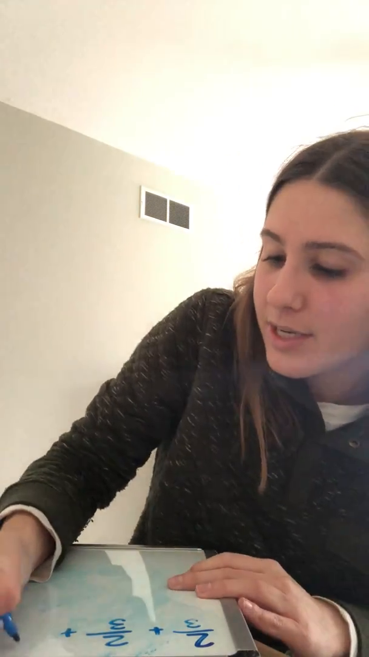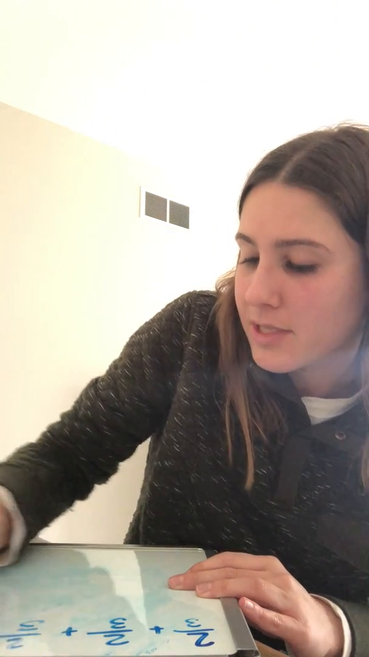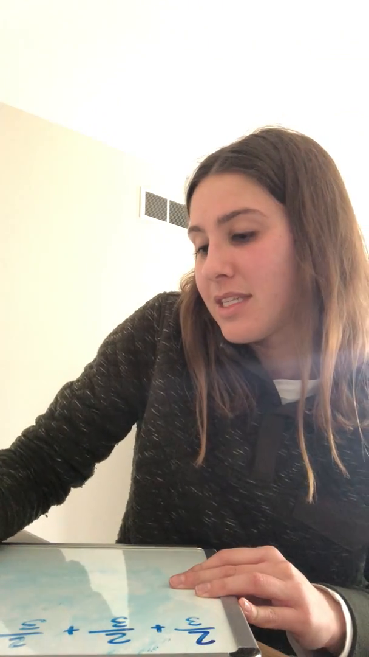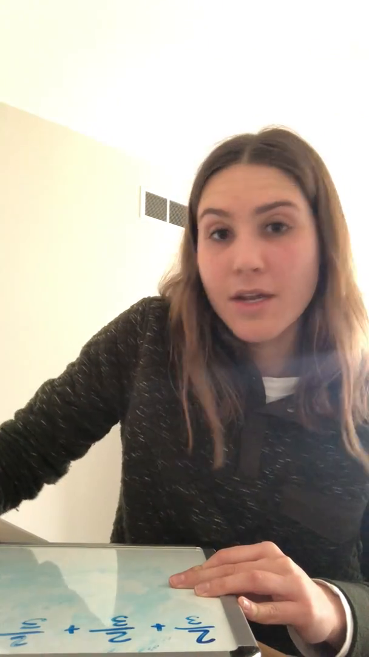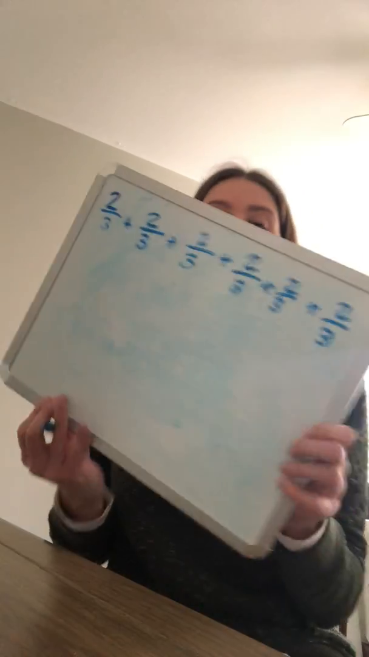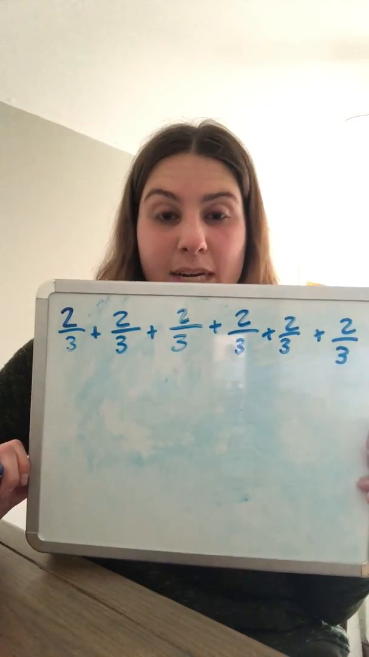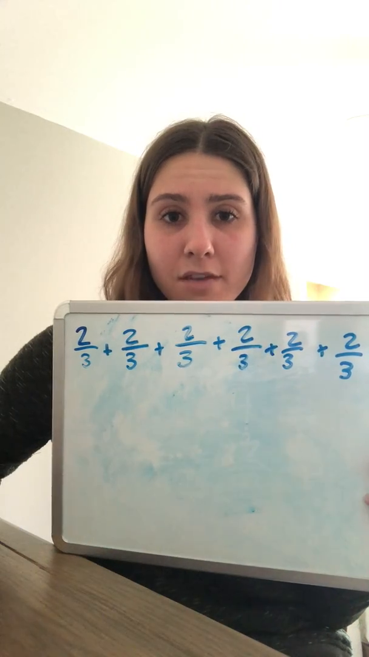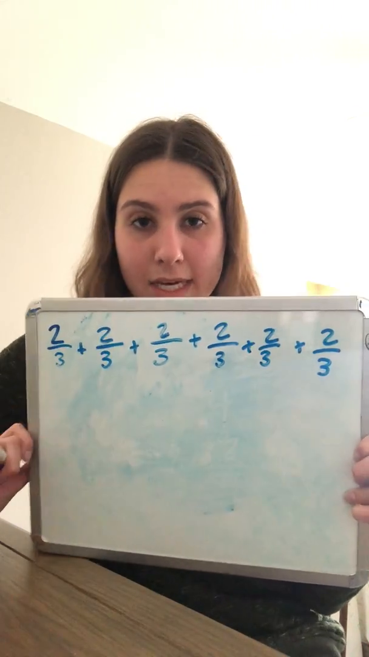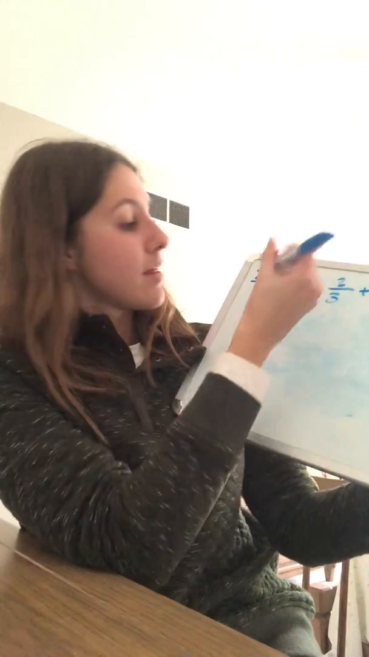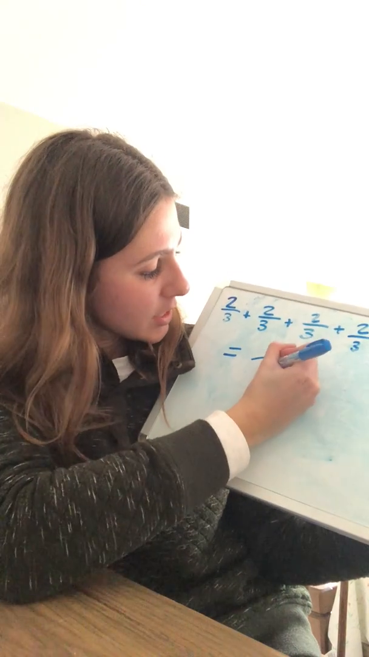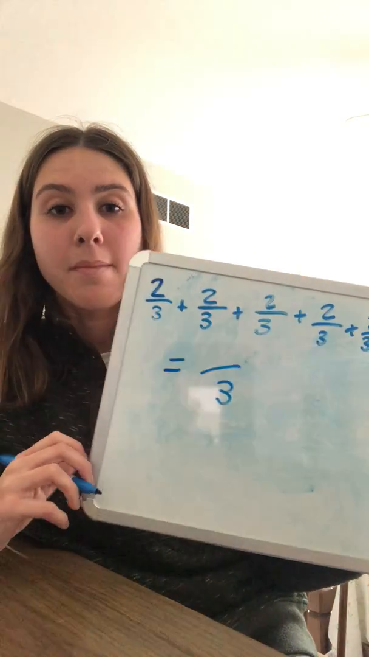All right, so I'm going to do 2/3 plus 2/3 plus 2/3 plus 2/3 plus 2/3 plus another 2/3. Oh my goodness. Now this seems like kind of a big and almost kind of scary problem, but we know we can solve this based off what we learned last week. All of our denominators are 3. So what does that tell us? It tells us that 3 is still going to be our denominator. That is not going to change. 3 is still our denominator.